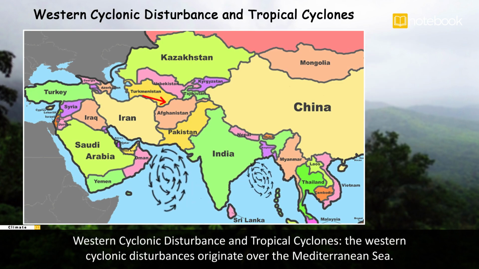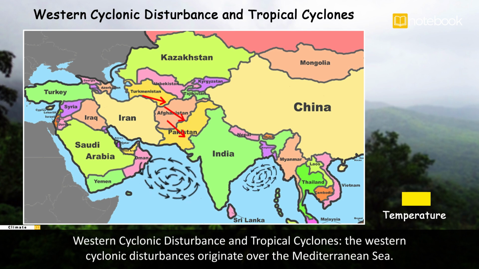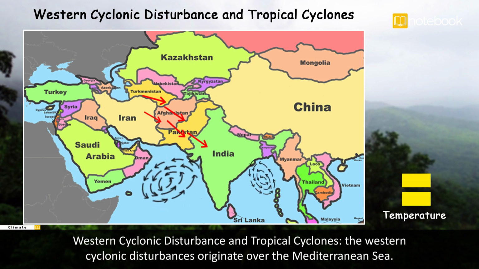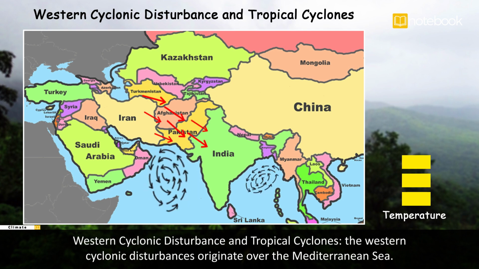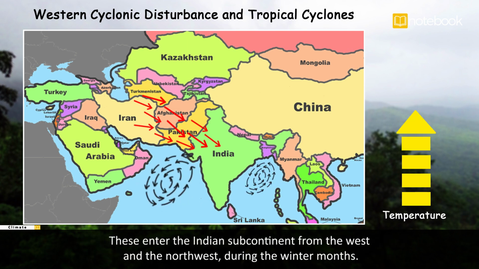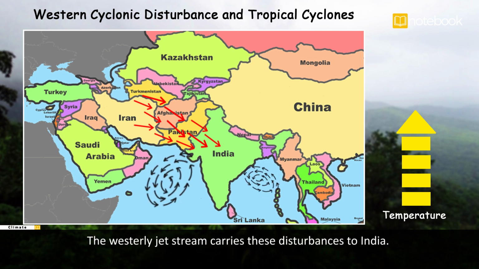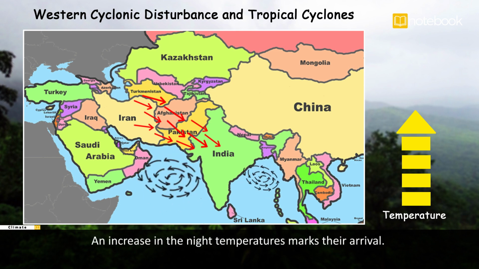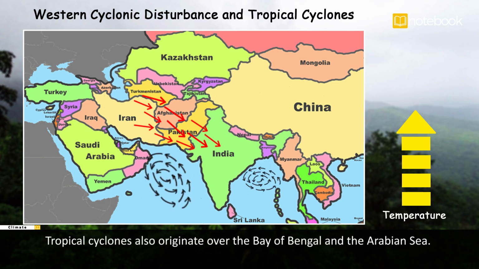Western cyclonic disturbance and tropical cyclones. The western cyclonic disturbances originate over the Mediterranean Sea. These enter the Indian subcontinent from the west and the northwest during the winter months. The westerly jet stream carries these disturbances to India. An increase in the night temperatures marks their arrival. Tropical cyclones also originate over the Bay of Bengal and the Arabian Sea.